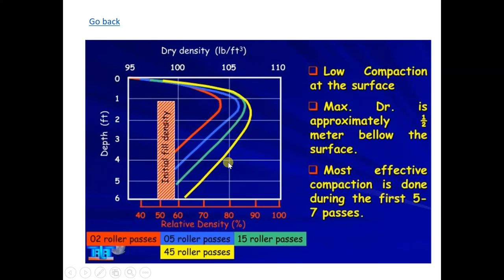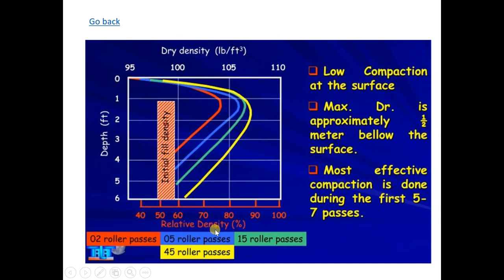So you see this curve here, the dry density here is in pounds per cubic foot. I don't know exactly how much that is, probably about 2.1 kilonewton per cubic meter, maybe 2.5, because concrete is about 2.3 kilonewton per cubic meter. So for the aggregates it could be about 2.1 kilonewton per cubic meter. So you look at the dry density.